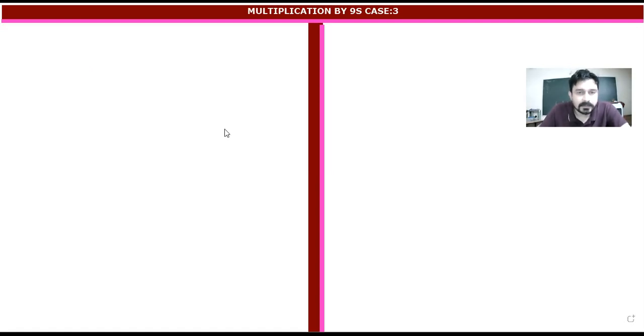Say the question is 245 times 99. Here we see that the number of digits in the multiplicand is 3, but the number of nines in the multiplier is just 2. So what we will do, we will divide our answer in two parts.